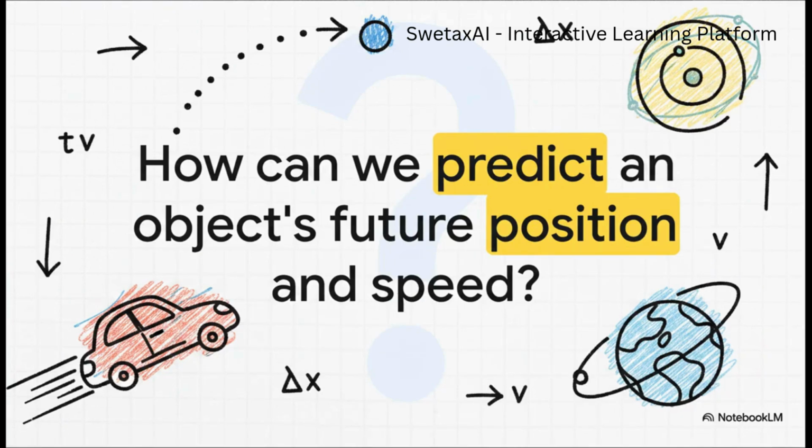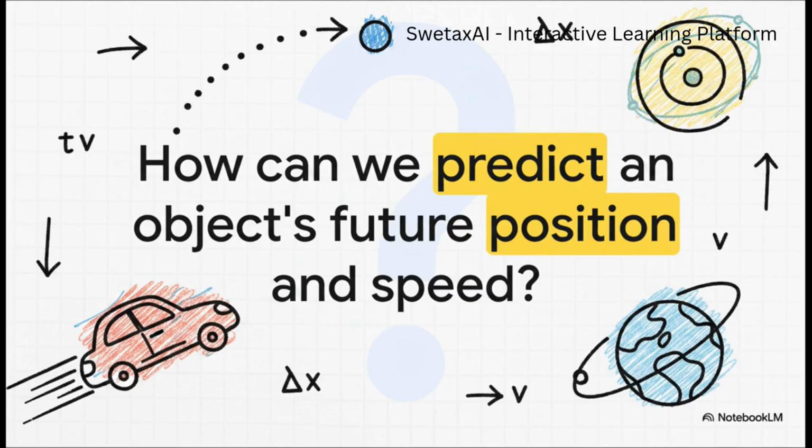This is the big question, right? This is our mission. Think about a car speeding up on the highway, or a ball flying through the air, or even a satellite just silently doing its thing up in orbit. How do we know, like exactly know, where it's going to be and how fast it'll be going at any given second? I know it sounds like some kind of magic trick, but it's not.